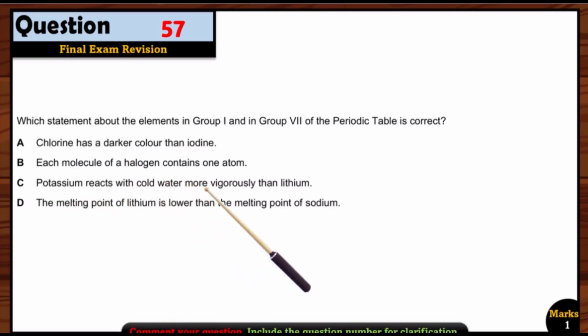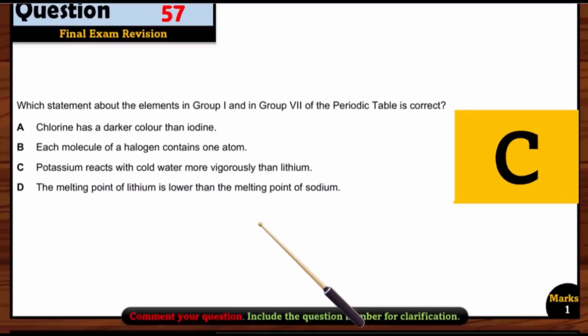Potassium reacts with cold water more vigorously than lithium. Yes, that option is right because reactivity is increasing down the group in group 1. So lithium is less reactive than potassium because potassium is below in that group, right? So that's why option C is the right option here.